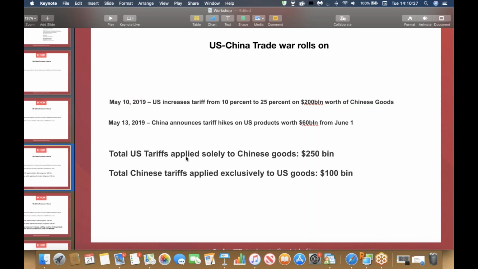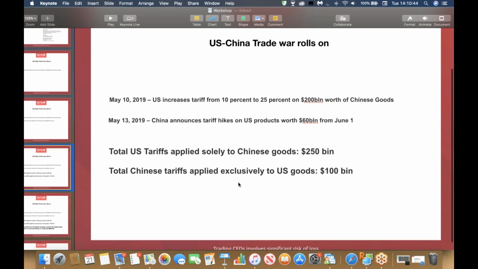The total US tariffs applied solely to Chinese goods is now standing at $250 billion, and the total Chinese tariffs applied exclusively to US goods is $100 billion. So there's around $350 billion worth of goods that have tariffs applied to them from both China and the US.